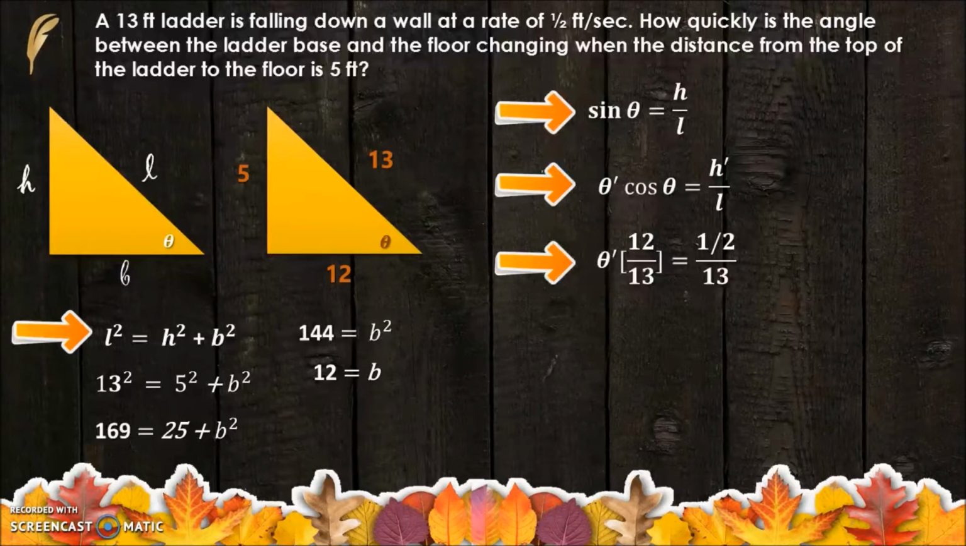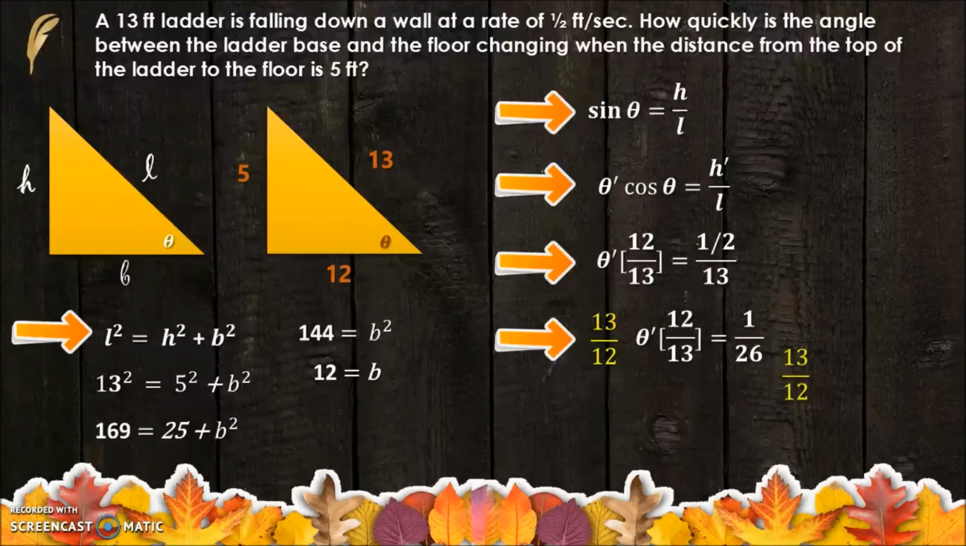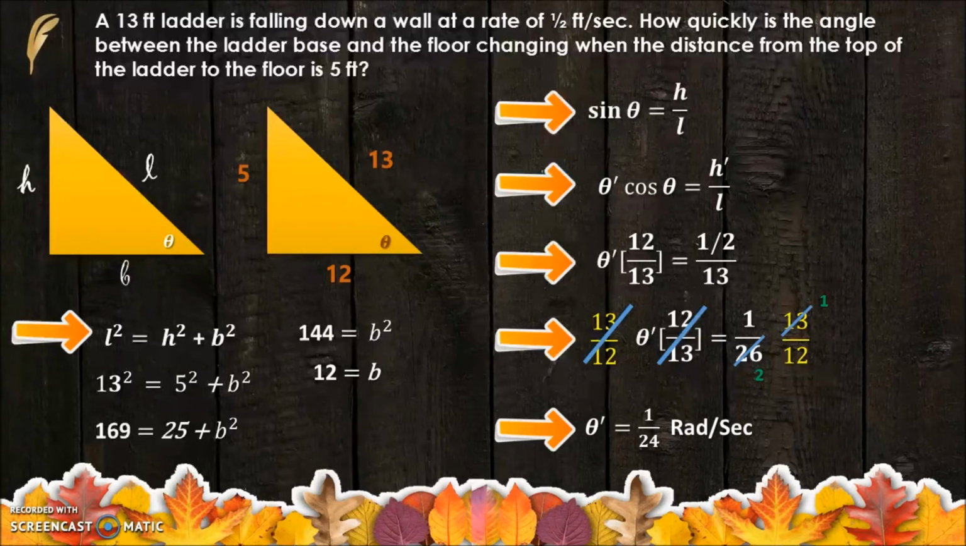So now what we're going to do is multiply both sides by the reciprocal, which is going to be 13 over 12. If we do that, these two terms are going to cancel, so we will just get theta prime on this side. And on this side, we can divide by 13. So then we will end up getting 1 over 2, and that 13 is going to become 1. So we will actually have 1/2 times 1 over 12. So we get that theta prime equals 1 over 24 radians per second.